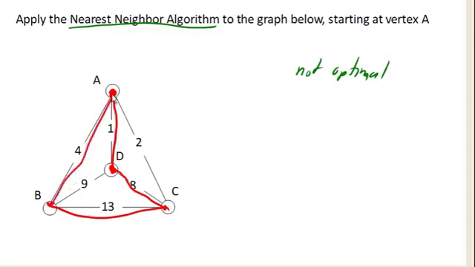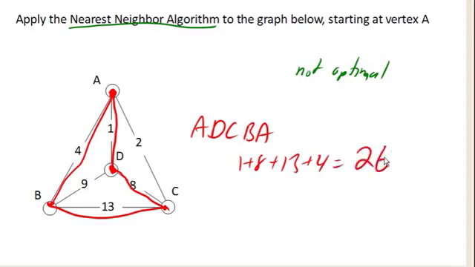And we ended up with the circuit ADCBA. ADCBA, right? And the total cost there is what? 1 plus 8 plus 13 plus 4 is 26. Wow, that was like the worst circuit in the graph. So it turns out that, like I mentioned, the nearest neighbor algorithm is not always optimal. And here's a case where it certainly gave us a non-optimal result.